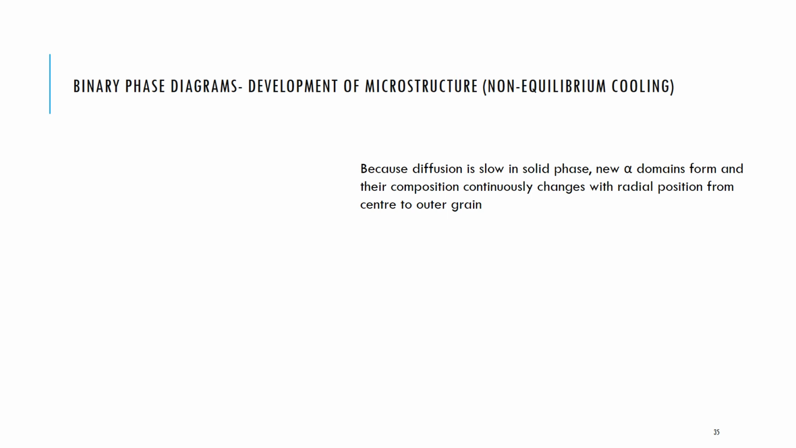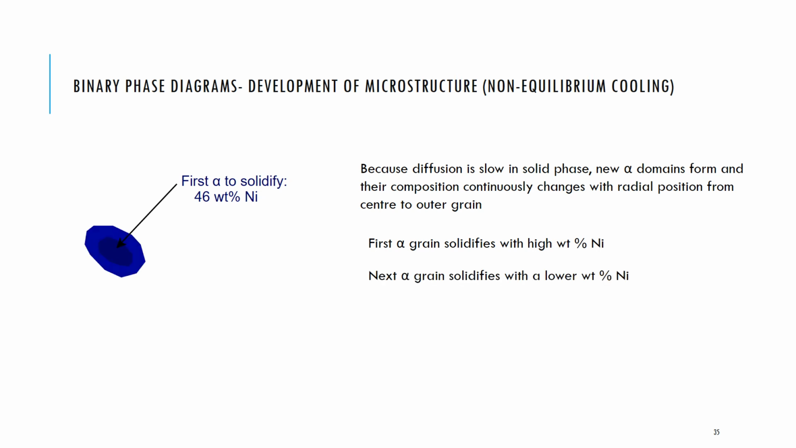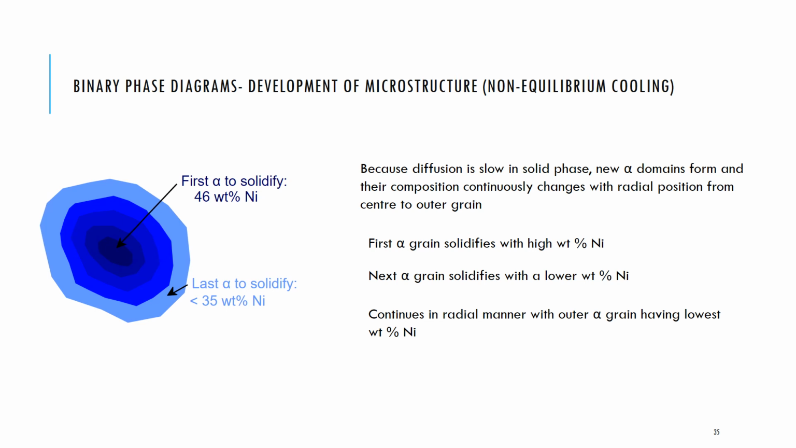because diffusion is very slow in the solid phase, new alpha domains form and their composition continuously changes from a radial position. So think about a solid phase starting to nucleate. You get an initial grain of solid, right? And that will have a very defined composition. But as the material begins to solidify further, because diffusion is slow, the next alpha grain that solidifies will have a lower weight percent nickel content. And this continues in this radial manner.